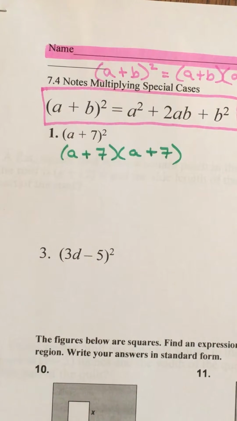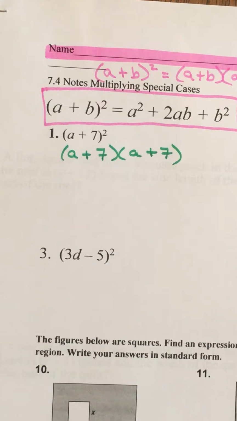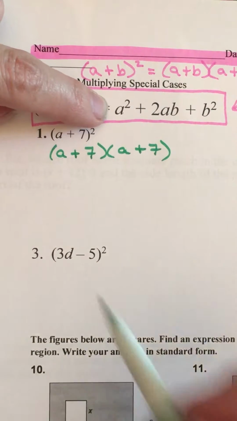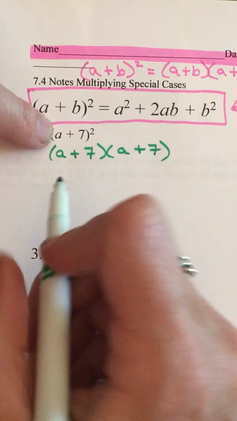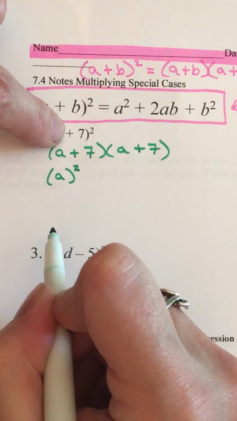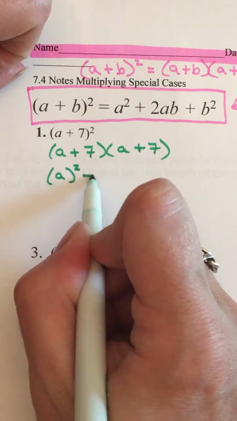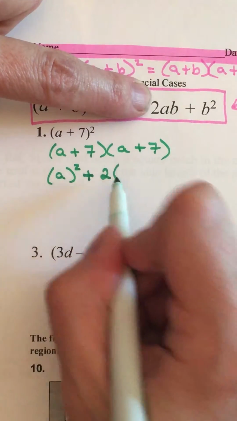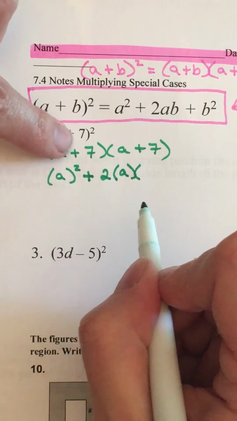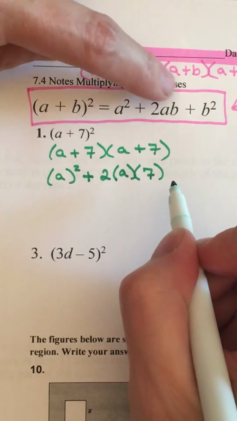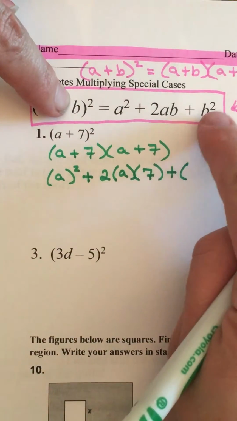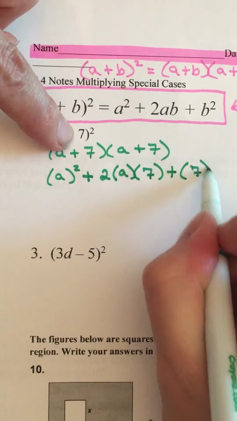And if I wanted to take the time, I could do the FOIL, I could do the distribution, I could do the box method, or I could now use my new known pattern of behavior. So my first term, a, always put your terms in parentheses, plus, this is a plus in the middle, so I'm going to use the plus, 2 times a, that's my first term, times b, my second term, which is a positive 7, plus, again using my parentheses, my second term, that's b. In this example, it's a 7 squared.